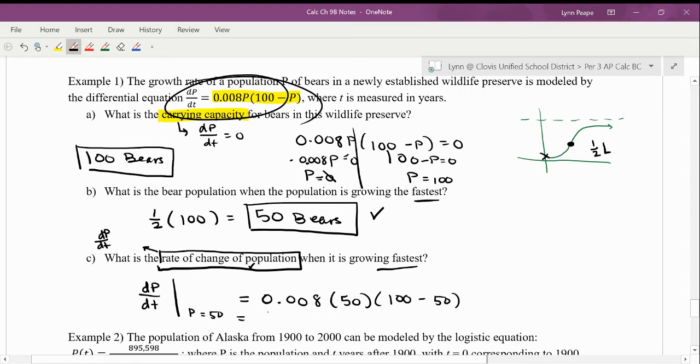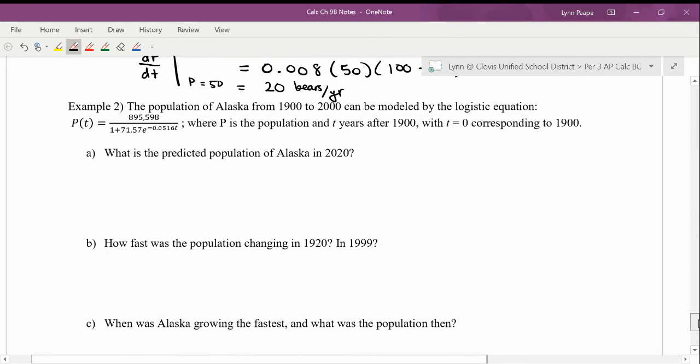Hold on, let me get my calculator. Well, that would be 50, 25, 100 divided by 8. So 20. So yeah, 20. Okay, so 20 bears per year, so in years. Okay, so let's take a look at the next example here.